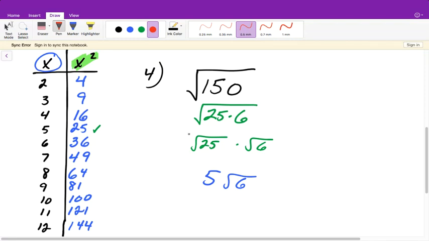And then, since I only checked one number, not any others, I need to look and say, can I simplify the square root of 6 anymore? So since I can't, now I know it's my final answer. But if I could, then I would just have to keep going.